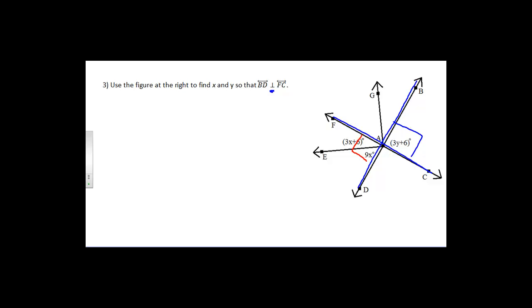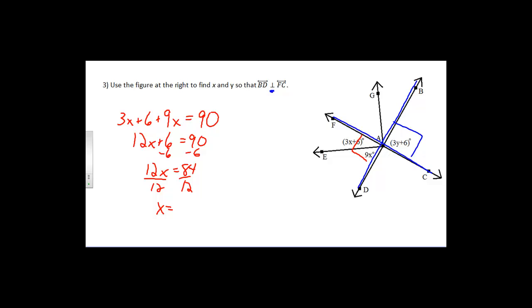To figure out what x and y are, let's start with x. My 3x plus 6 and 9x would have to add up to 90 degrees. When I combine my like terms, I get 12x plus 6 equals 90. And then to solve for x, I'll subtract 6 and then divide by 12. 84 divided by 12 is 7. Now we know x. Let's move on to y.